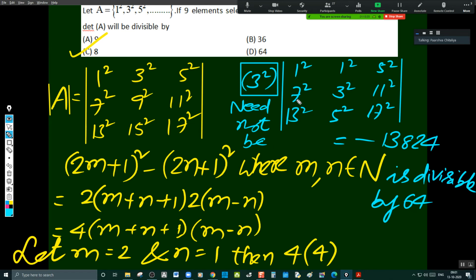Otherwise we have to go for mathematical induction, because this is a function given, m plus n plus 1 into m minus n, and we have got this by giving the minimum values here. Whether mathematical induction is possible or not, just check it out. But mathematical induction becomes indecisive.